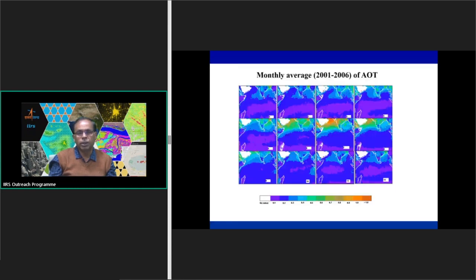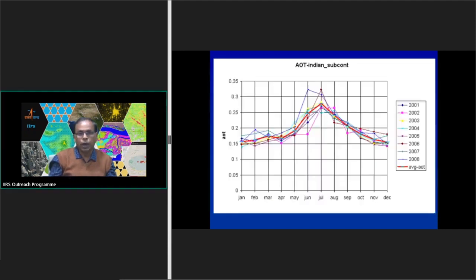This is the monthly average of aerosol optical thickness over the ocean and land as observed by the MODIS data. And you can see AOT over the Indian region. It is going maximum in May, June, July, and minimum in the winter months.